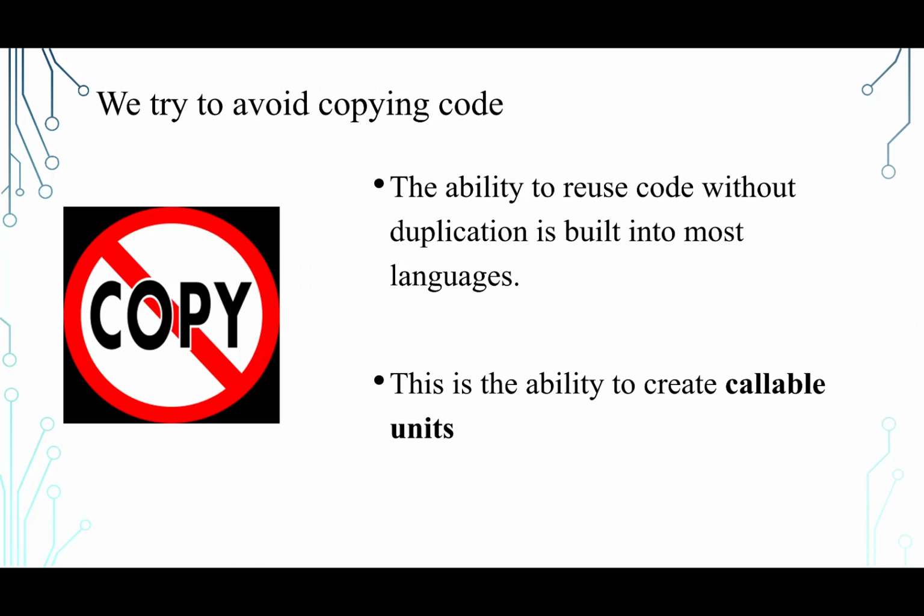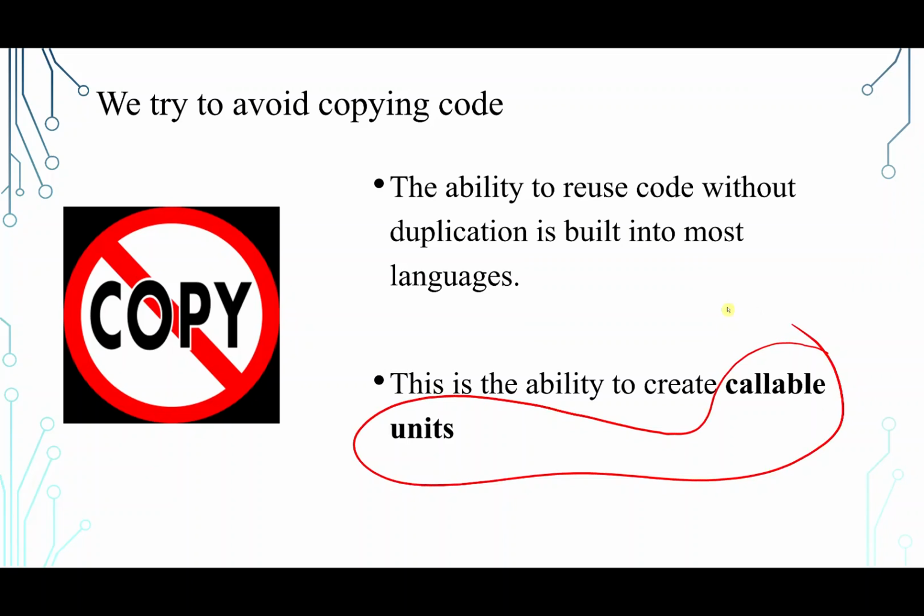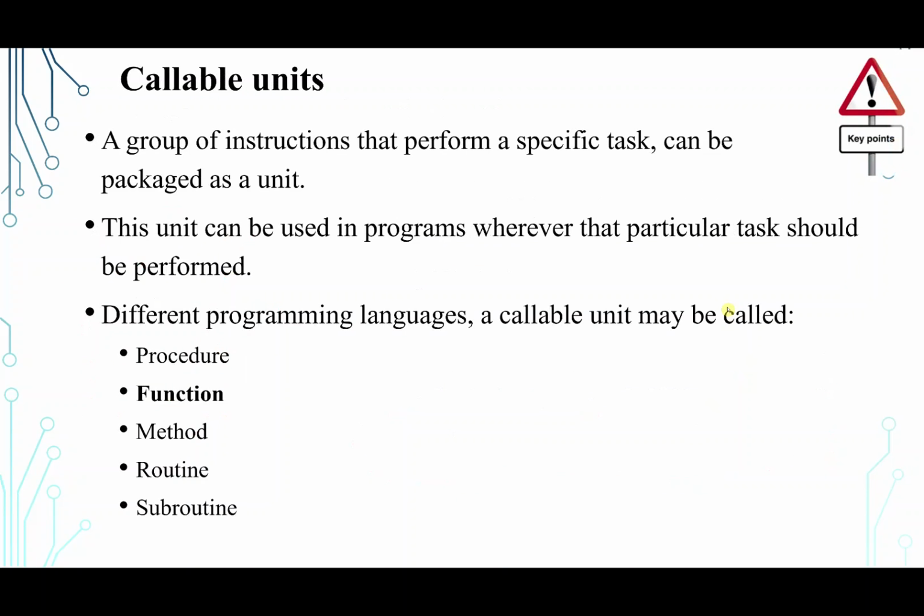The ability to reuse code without duplication is built into most programming languages. This is the ability to create callable units, and this is our topic today. Callable units are basically a group of instructions that perform a specific task. Those instructions can be packaged as a unit, and this unit can be used in programs wherever that particular task should be performed.